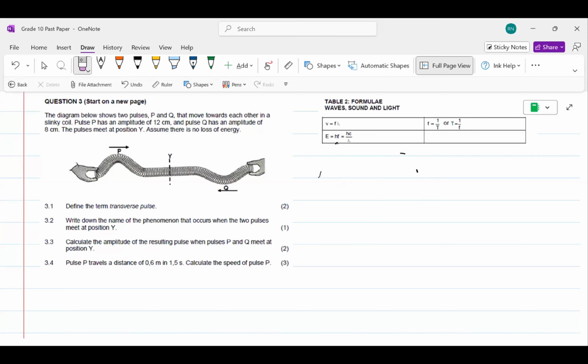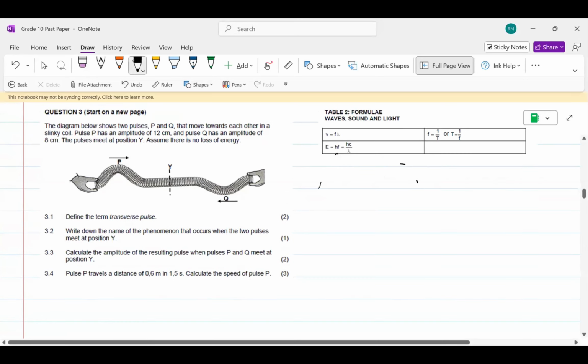Then they say, write down the phenomenon that occurs when two pulses meet at position Y. So we spoke about this in the slides. What is that phenomenon called? Where they meet together at Y. Yes, the principle of superposition, right? So they superimpose on each other, right?